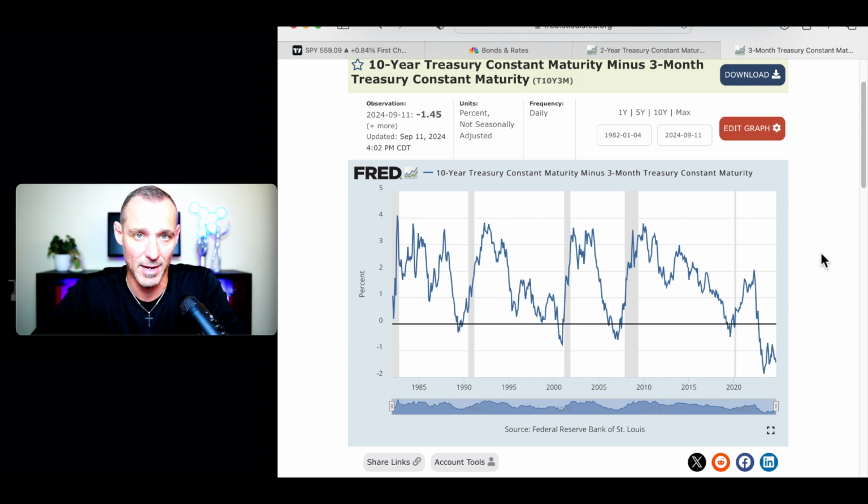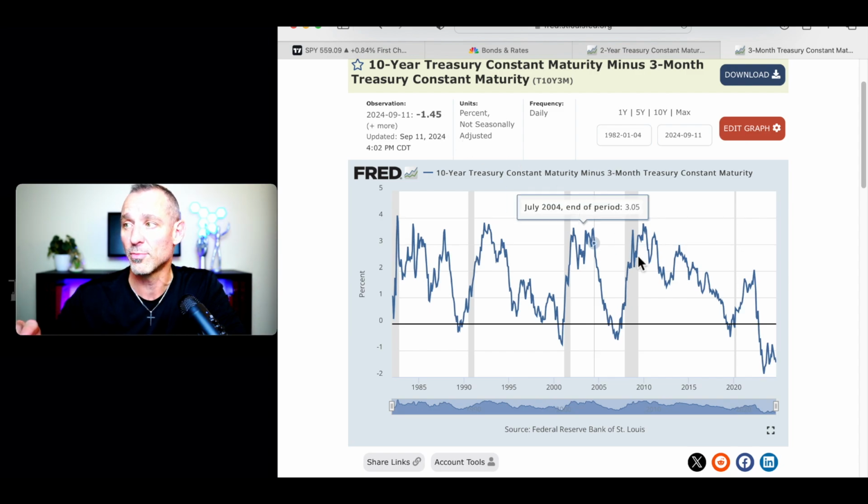Not that we want to time the markets, but we do want to take a look and see. We are still heavily inverted when looking at the 10-year versus the 3-month. We are inverted by negative 145 basis points, which is a lot, 1.45%.